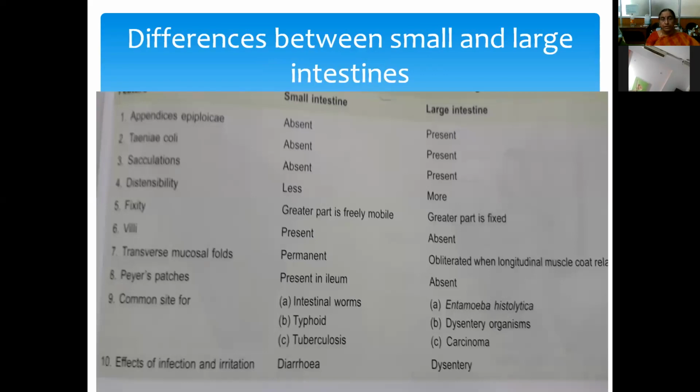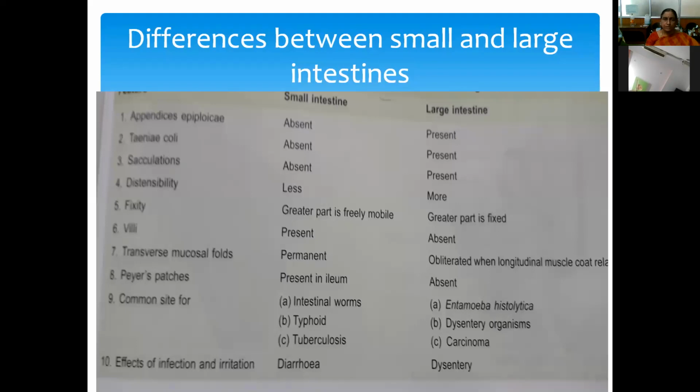This tabular column gives the differences between the small and large intestine. The first column is the quality, second one is small intestine and third is large intestine. Coming to the first one, appendices epiploicae, they are absent in small intestine, but present in the large intestine. Taenia coli, absent in small intestine, present in large intestine. Sacculations, all the three are absent in small intestine, whereas they are present in the large intestine. Coming to distensibility, it is less in the small intestine, it is more in the large intestine to receive hard fecal matter.